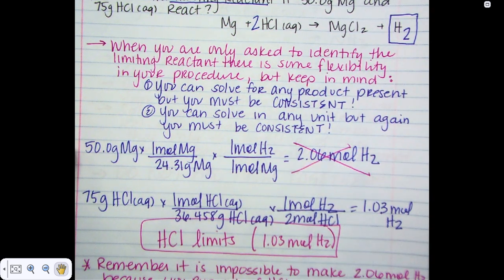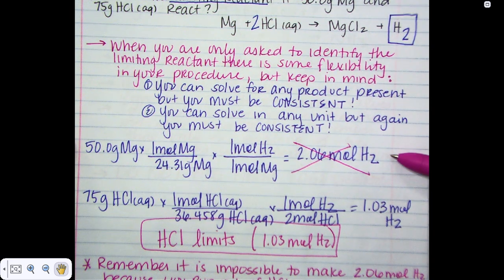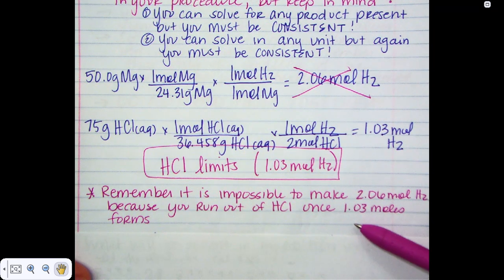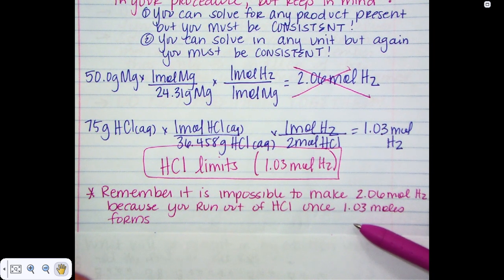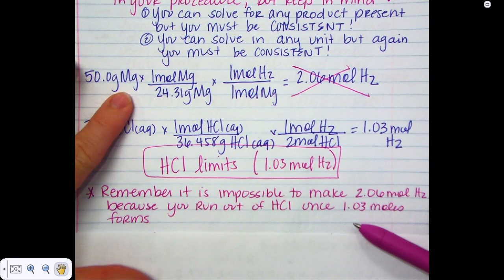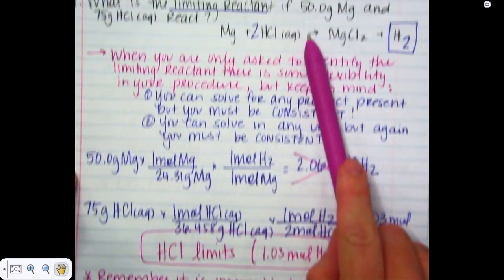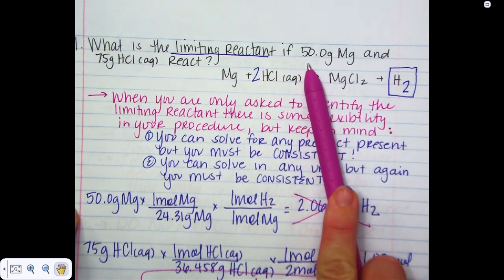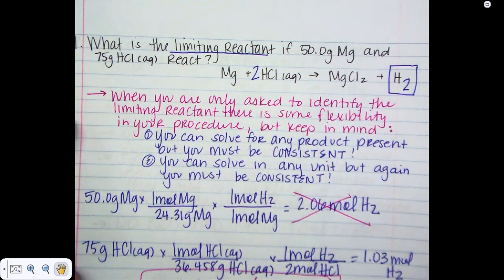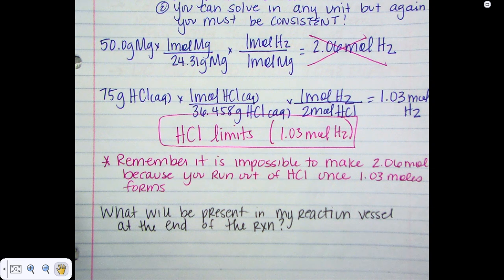All right, so it is impossible to make 2.06 moles of H2 because I'm going to run out of HCl once 0.0103 moles of H2 forms, and then I just have extra of this. So ask yourself this question. If I did mix 50 grams of magnesium with 75 grams of hydrochloric acid, when my reaction stops, what's in my reaction vessel?